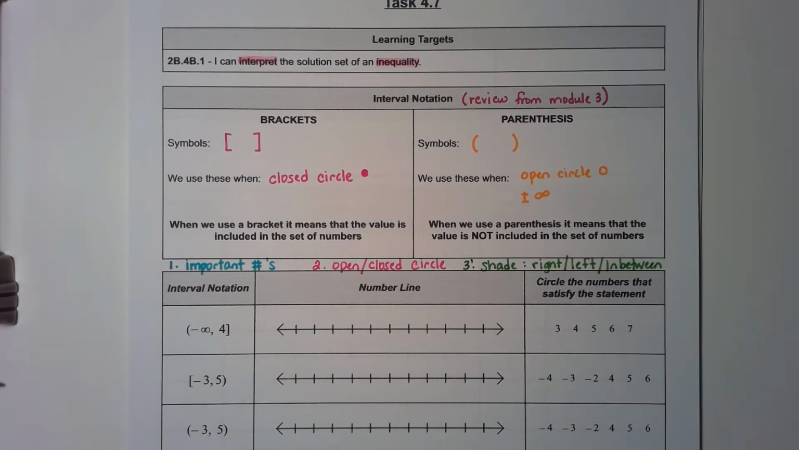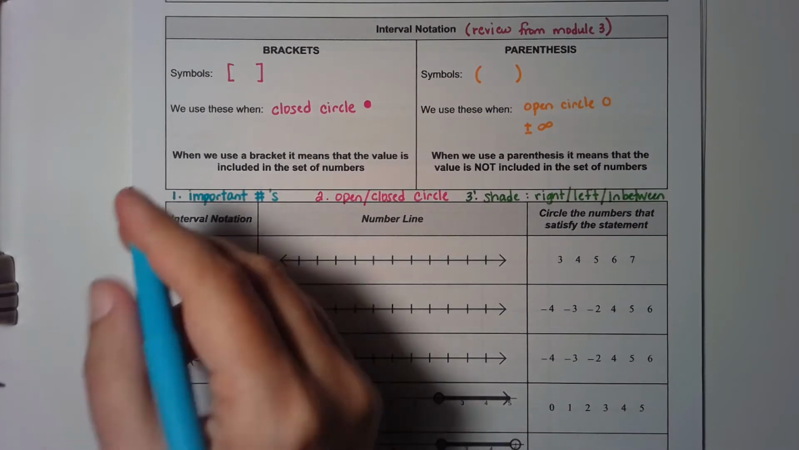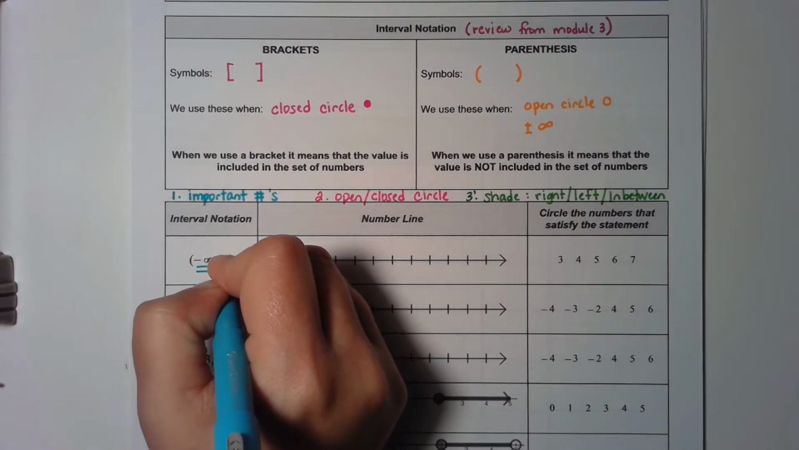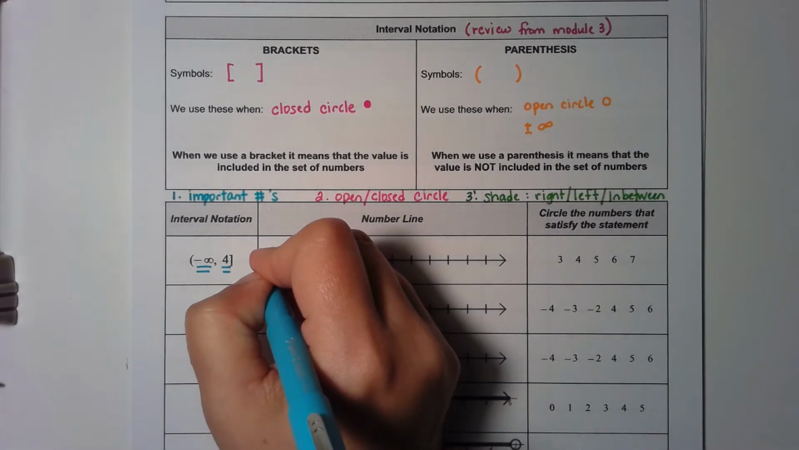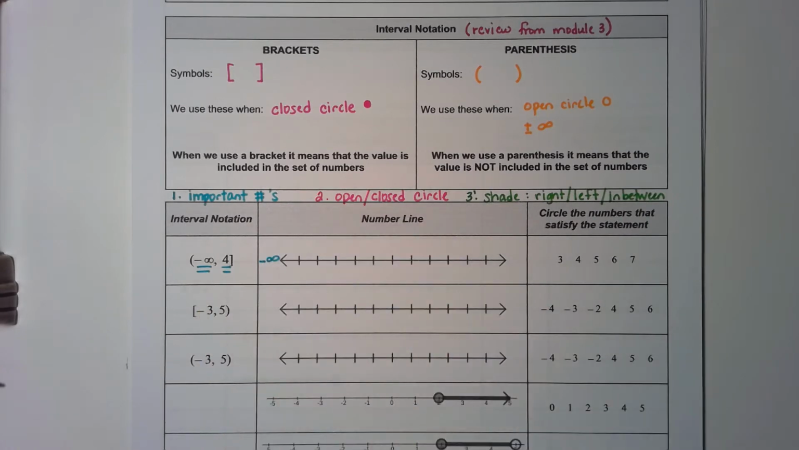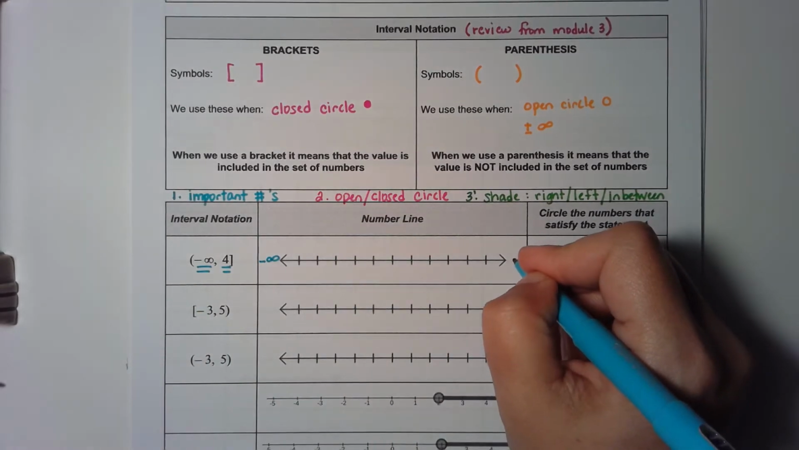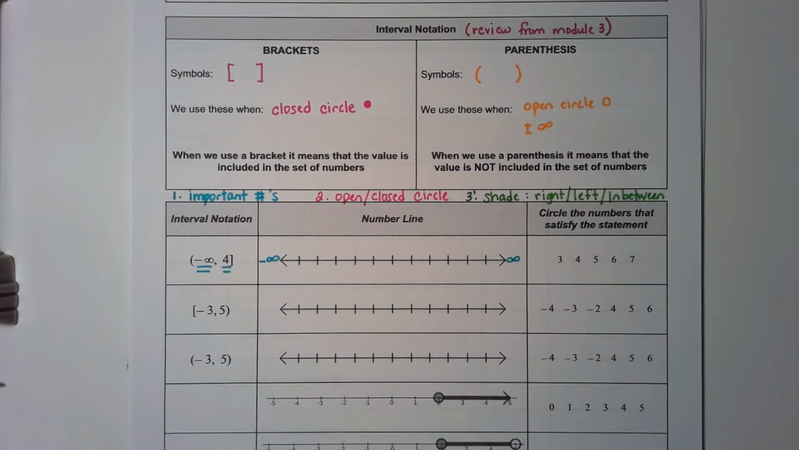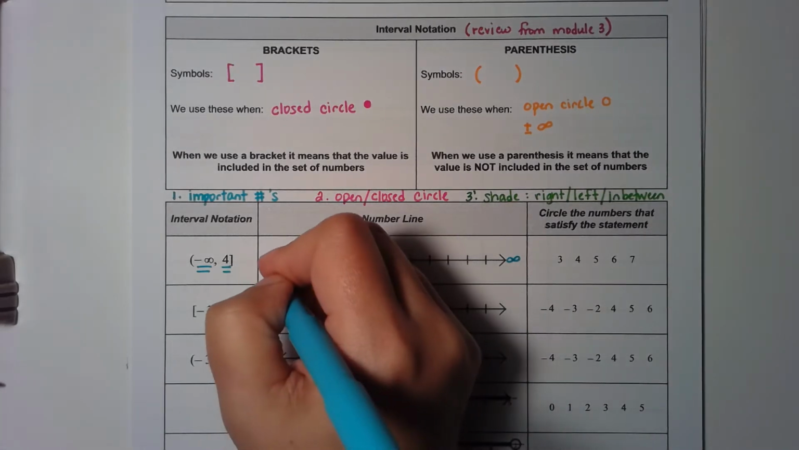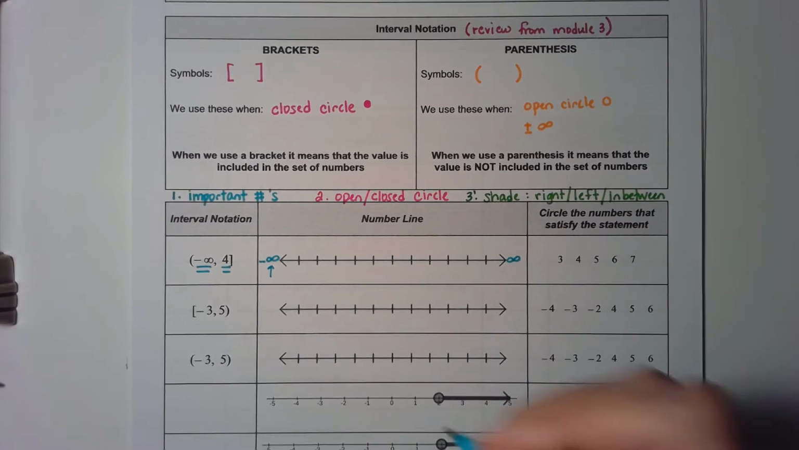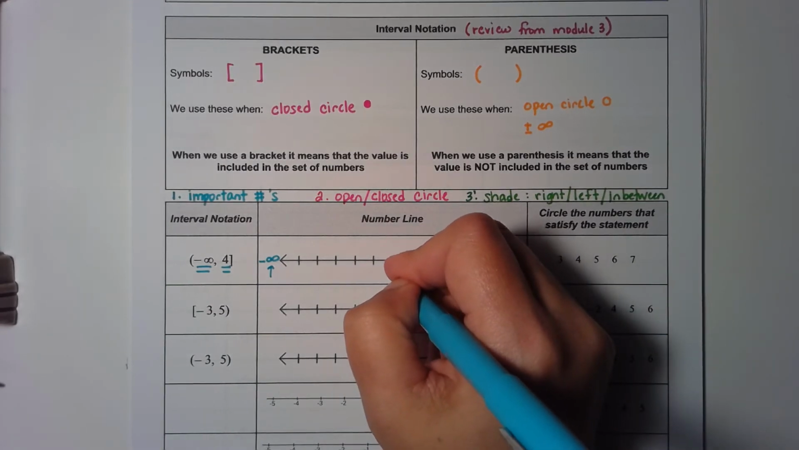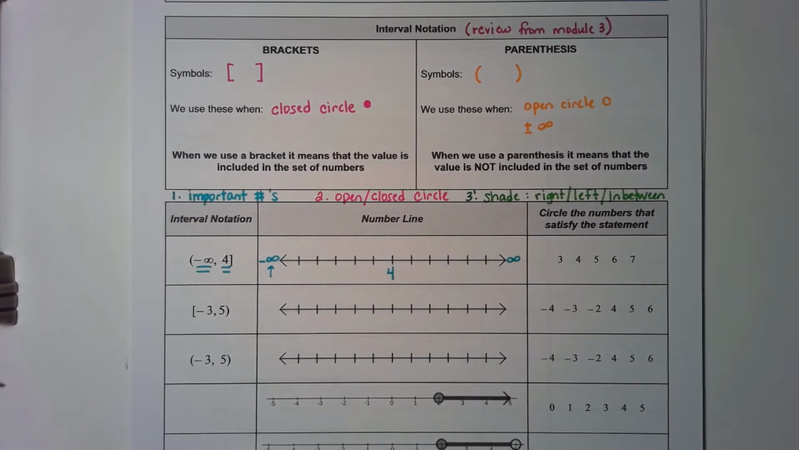So for the first example here, the important numbers in this interval, there are two of them, are negative infinity and positive 4. Now, on a number line, it's important to remember that negative infinity would be all the way to the left side of the number line, and positive infinity would be all the way to the right side of the number line. So in this case, the negative infinity is one of my important numbers. The other important number in this case is the number 4. So I'm just going to go ahead and label that in the middle of my graph somewhere.